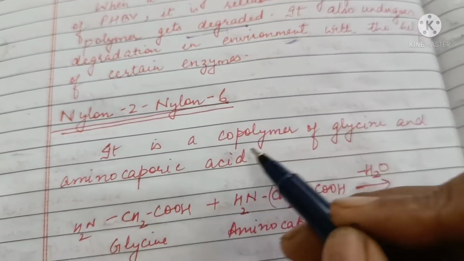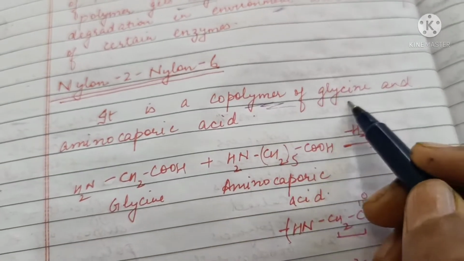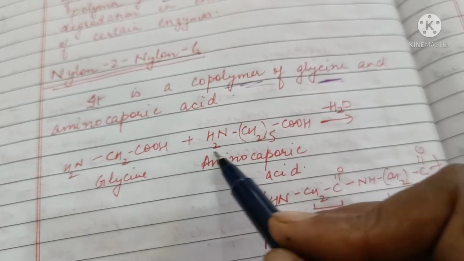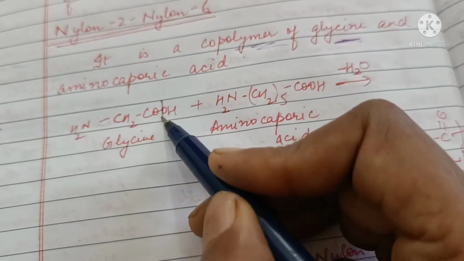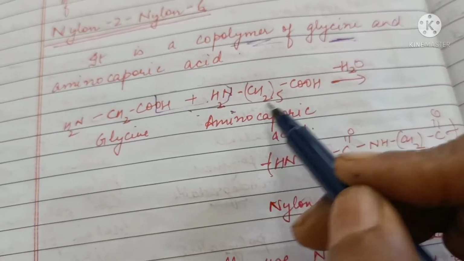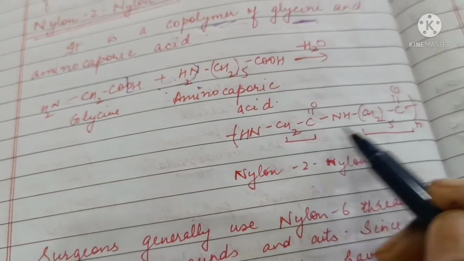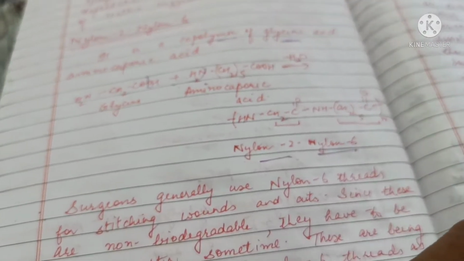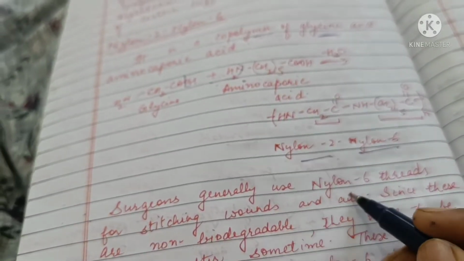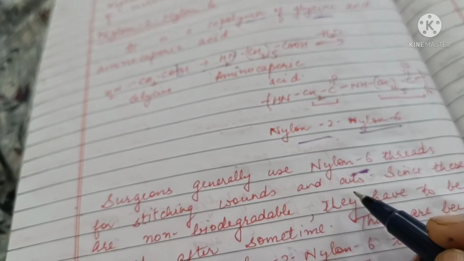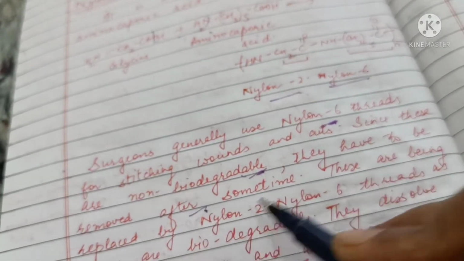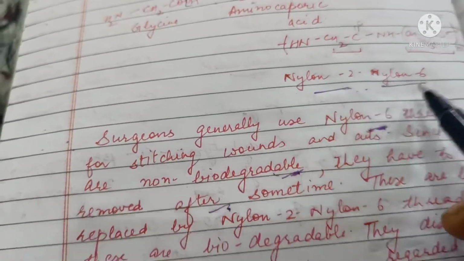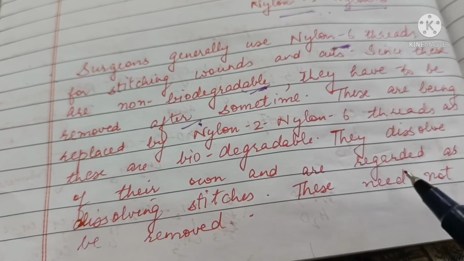Nylon 2, nylon 6 is another biodegradable compound obtained by copolymerization of glycine and epsilon-aminocaproic acid, or 6-aminohexanoic acid. So the OH of glycine and H of aminocaproic acid will combine to form water, and the polymer so formed is called nylon 2, nylon 6. Generally surgeons use nylon 6 threads for stitching wounds and cuts, but these are non-biodegradable. They have to be removed after some time. Nowadays they are being replaced by nylon 2, nylon 6, which is biodegradable and dissolves on its own, and there is no need to remove these stitches.